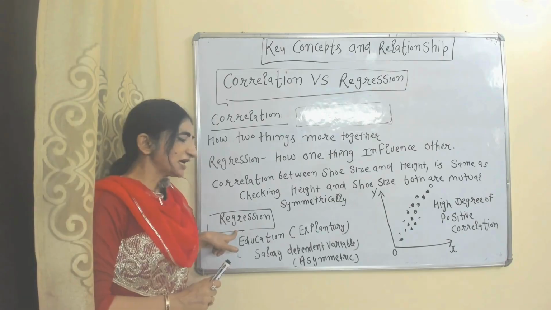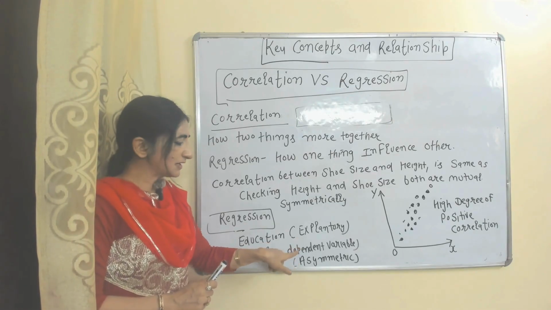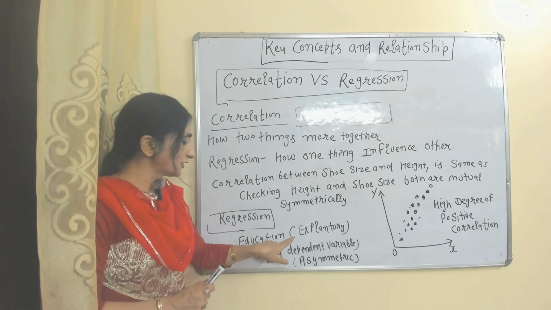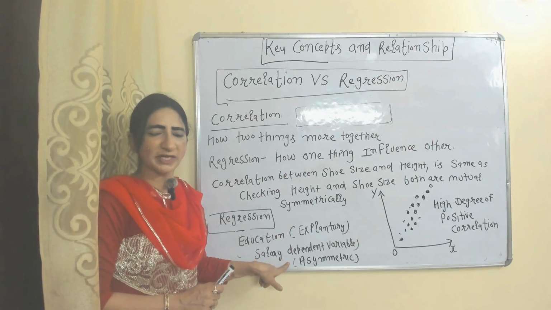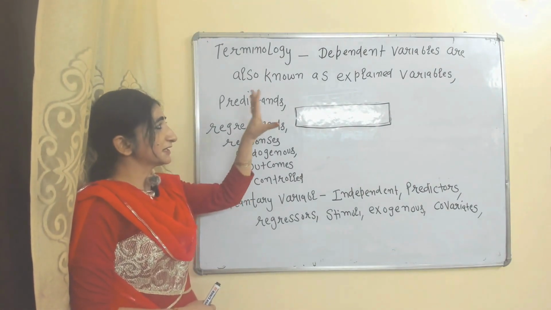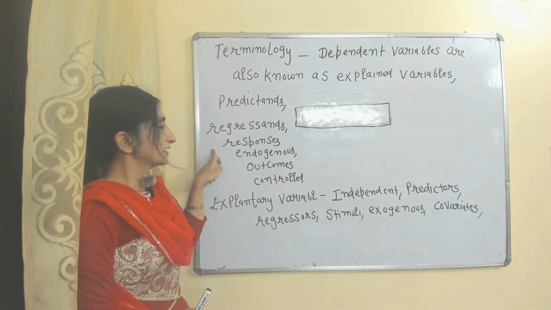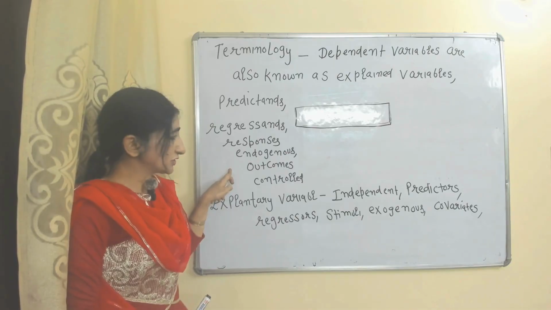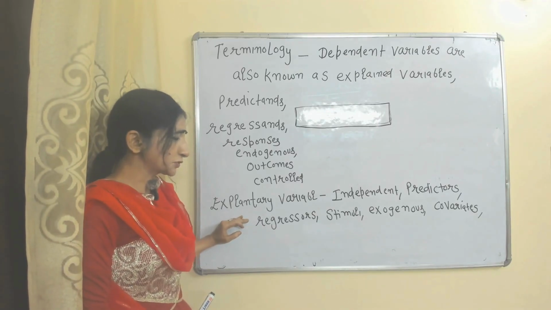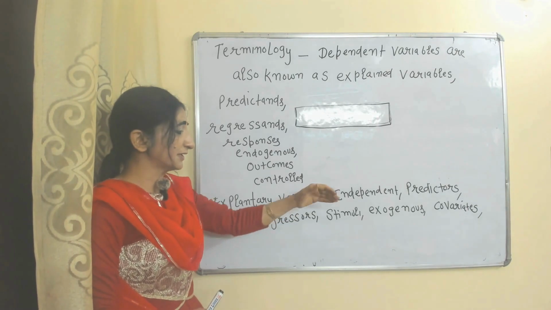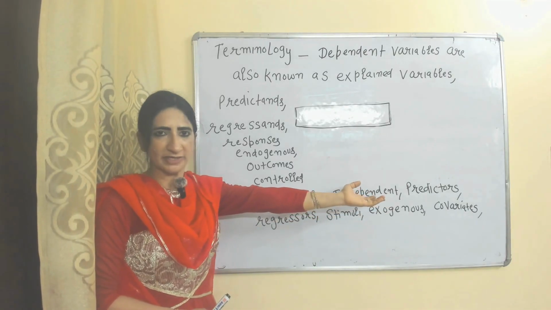But regression analysis shows an asymmetric connection. Here one is the explanatory variable and the other one is the dependent variable. For example, education is the explanatory variable and salary is the dependent variable. In regression analysis, the dependent variable is also known as the explained variable, predictand, regressand, response, endogenous, outcome and controlled variable. And the explanatory variable is also known as the independent variable, predictor, regressor, stimulus, exogenous variable and covariate.